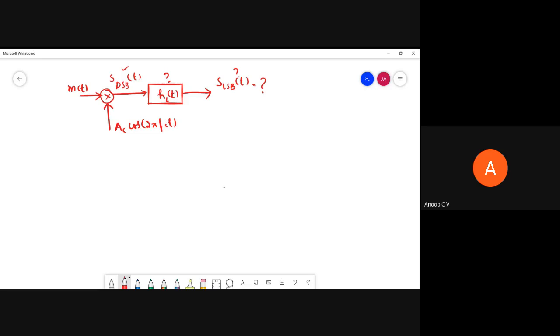Now, since it is a linear time invariant system, I can write SLSB of t as the output of an LTI system with input equal to SDSB of t. So I can write it as SDSB of t into HL of t, or convolved with HL of t. What is that? Can anyone unmute and tell? If you give SDSB of t as input to a filter with impulse response HL of t, what will be the output? It is a linear time invariant system. What will be that? Is it into or convolved with?